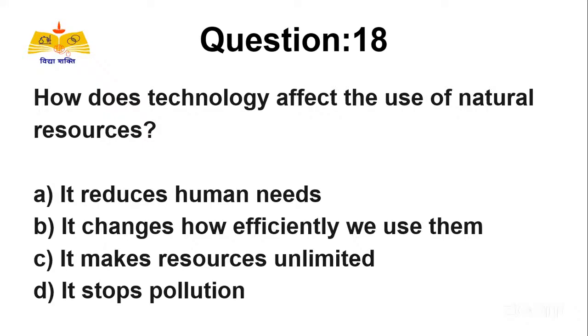Question number 18. How does technology affect the use of natural resources? A. It reduces human needs. B. It changes how efficiently we use them. C. It makes resources unlimited. D. It stops pollution.